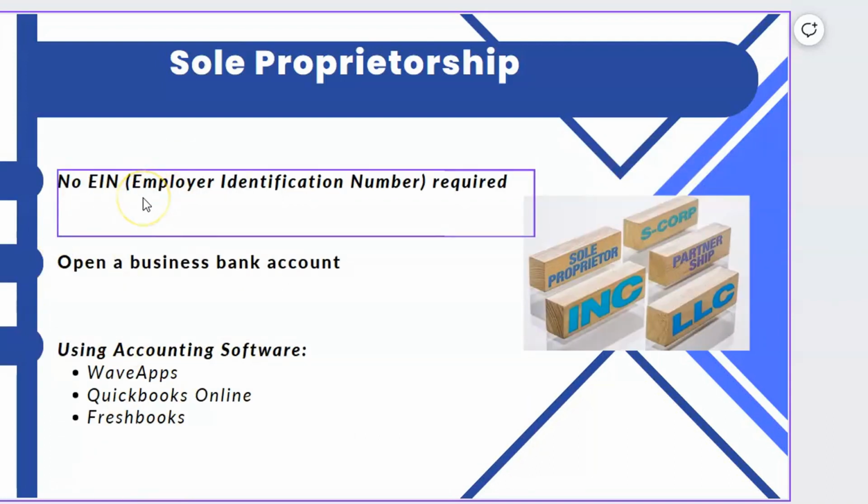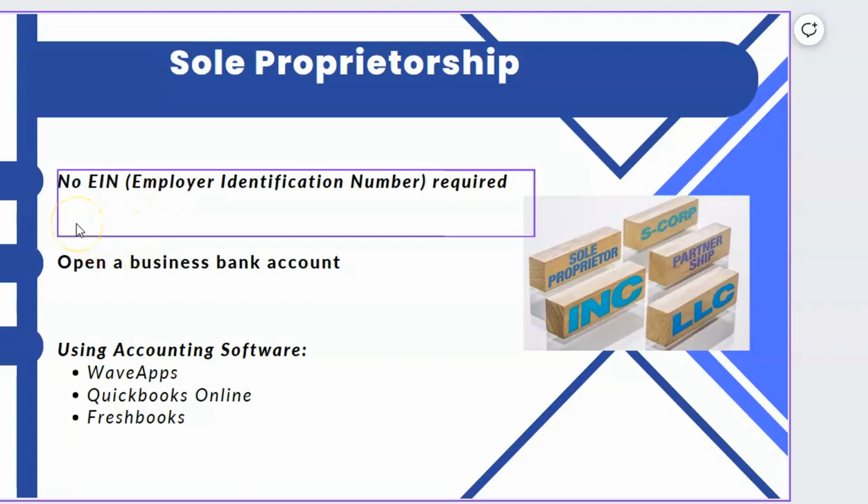Now, if you go down this route, there are some things to consider. First off, technically, you don't need an EIN. An EIN is like your social security number, but for a business. You can go to the IRS website, and that's where you register for an EIN. But for a sole proprietorship, technically, you don't need one. You just use your social security number, and you have the name of your business.